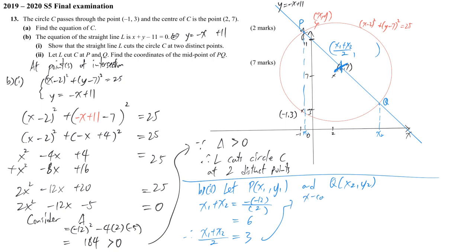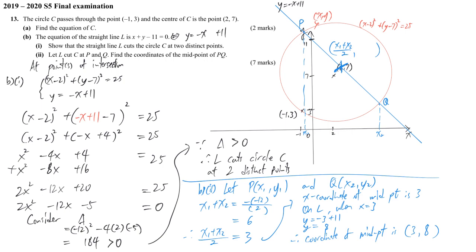Therefore we can draw the conclusion. X coordinate of midpoint is 3, and it also lies on this straight line. So when x is equal to 3, y is equal to negative 3 plus 11. That means positive 8. Therefore, we have all coordinates of the midpoint. The coordinates of the midpoint is (3, 8).